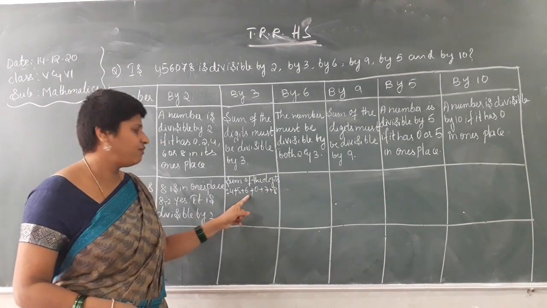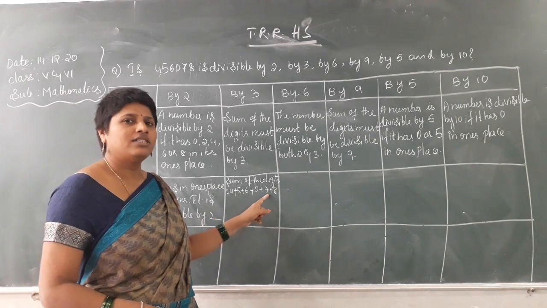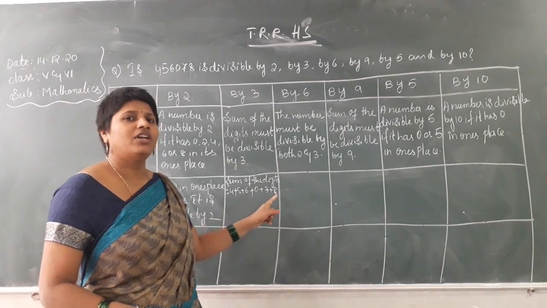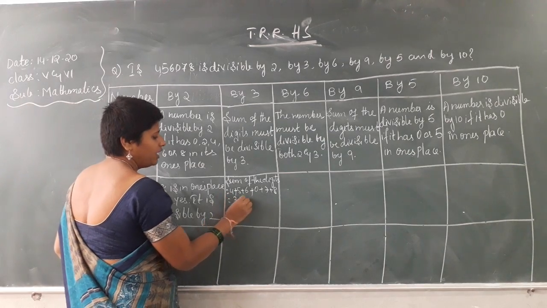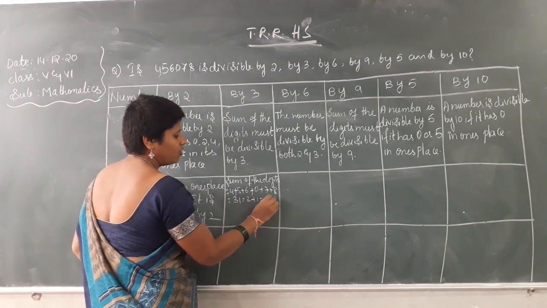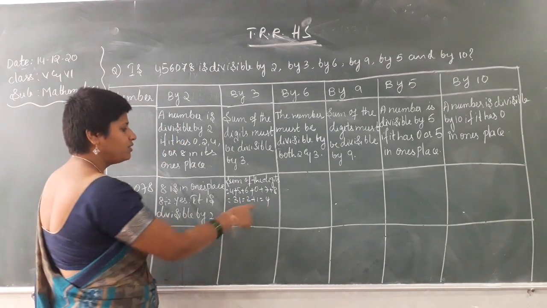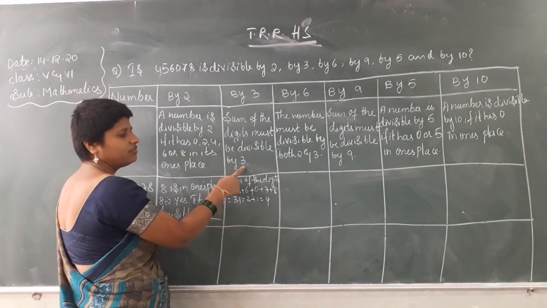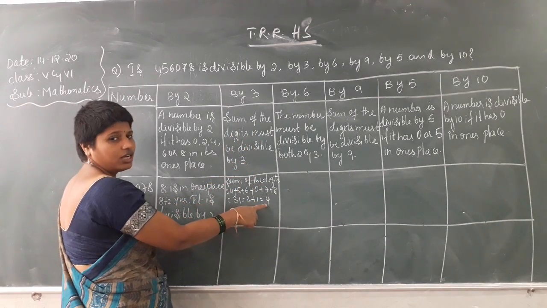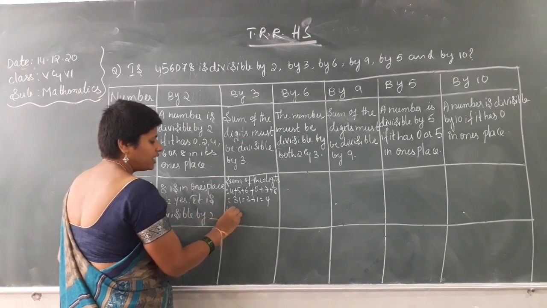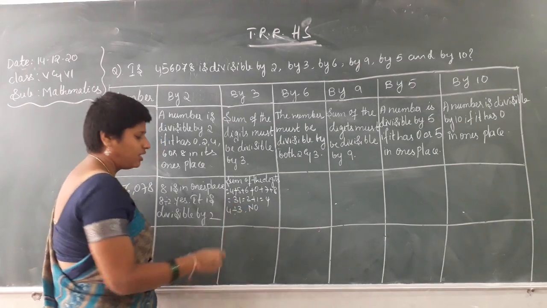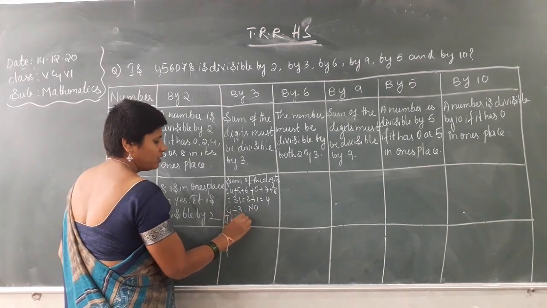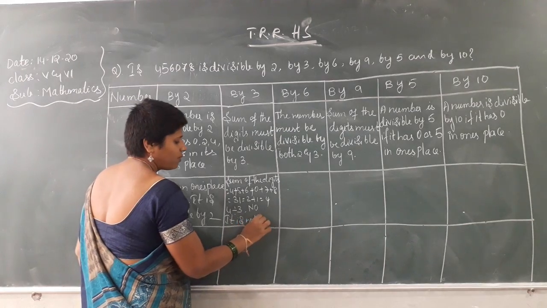9 plus 6, 15. 15 plus 7, 22. 22 plus 8, 30. Again, 3 plus 1 is equal to how much? 4. Now, the sum of the digits must be divisible by 3. Sum means how much you got? 4 you got. Now, you check, is 4 divisible by 3? No, 4 is not divisible by 3. So, it is not divisible.